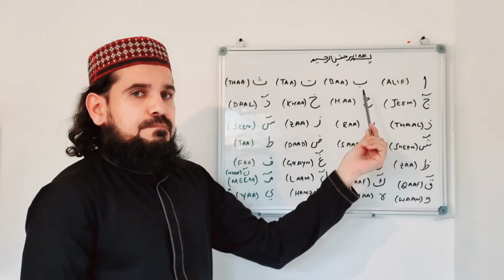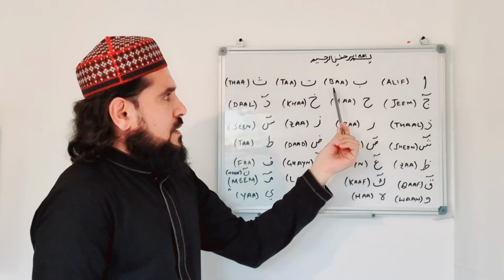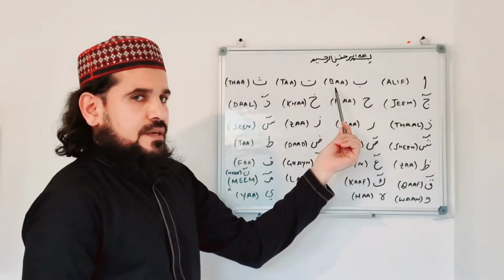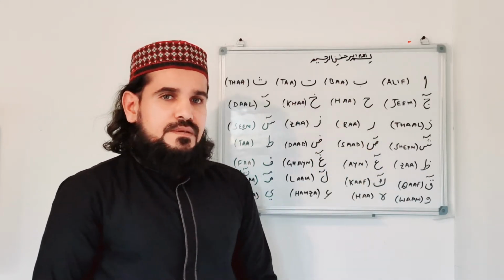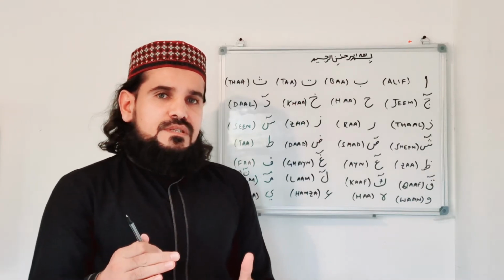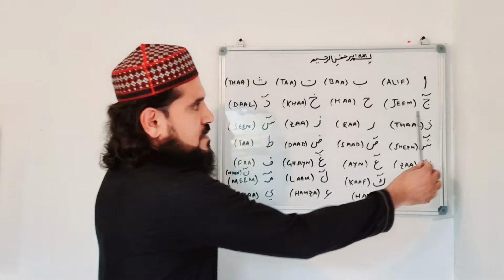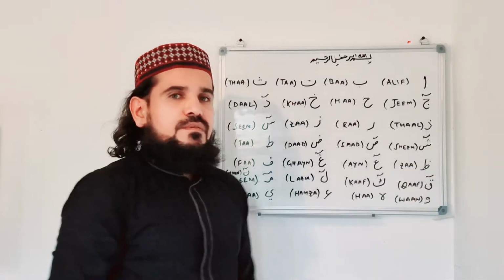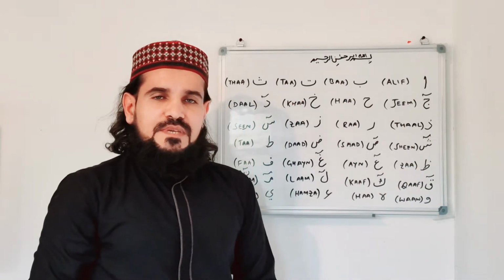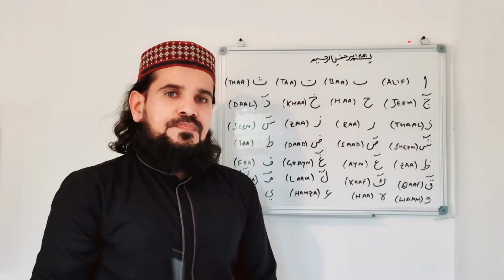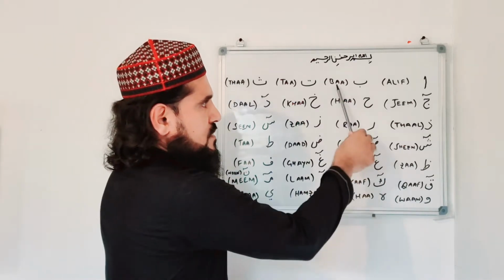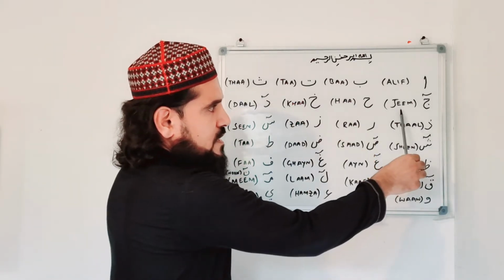Next one is Ba. The spellings are written B-A-A. Wherever you see double A, you will stretch the sound a bit, you will make it a bit longer. And whenever you see this sign, this is the sign of Mad. That means you have to make the letter longer than this double A, or double E will be long as well.